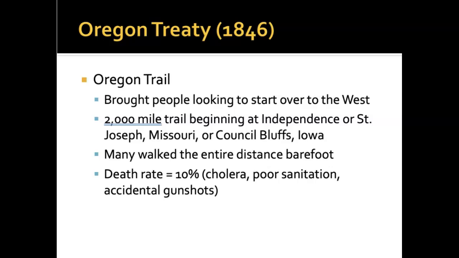A lot of people looking to start over in the West come to Oregon, and this is known as the Oregon Trail, a 2,000-mile trail beginning at Independence or St. Joseph, Missouri, or Council Bluffs, Iowa. People walk barefoot, and they do this all the way to Oregon. It was a very treacherous route and journey. It wasn't the easiest, and it was people who were starting all over, pretty much.